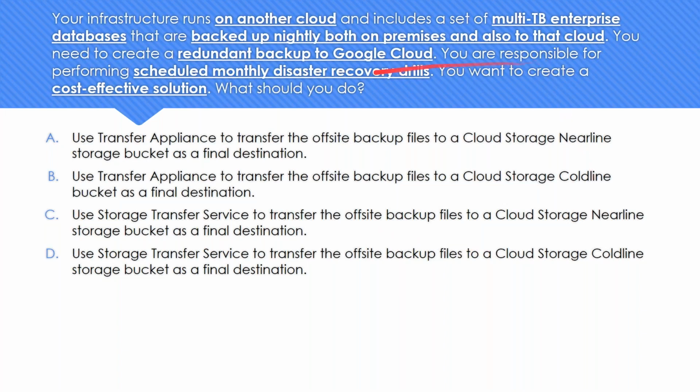So you are responsible for performing scheduled monthly disaster drills. You want to create a cost-effective solution. Lots of stuff there. So backup needs to be there, and the backup should also be sanity checked every month for whether the backup is working well or not. But you want to do everything in a cost-effective manner. What would you propose? So, a little tricky question.